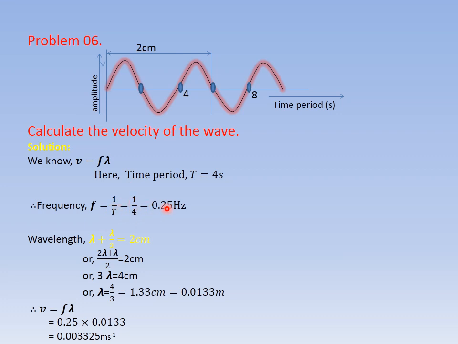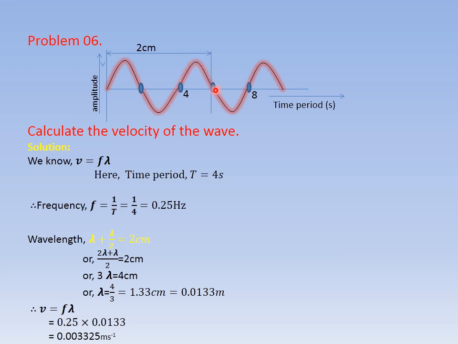1 by 4 means 0.25 hertz. This is the frequency of our wave, and we must know the value of lambda. Let's talk about lambda by doing the same thing: 1 2 3 4, but there is no distance at this point from the starting point, but 1 2 3 4 makes a wavelength, and this 1 2 makes half of lambda. That means we can write lambda plus lambda by 2. That means 1 2 3 4 is a lambda, and 1 2 is another lambda by 2.